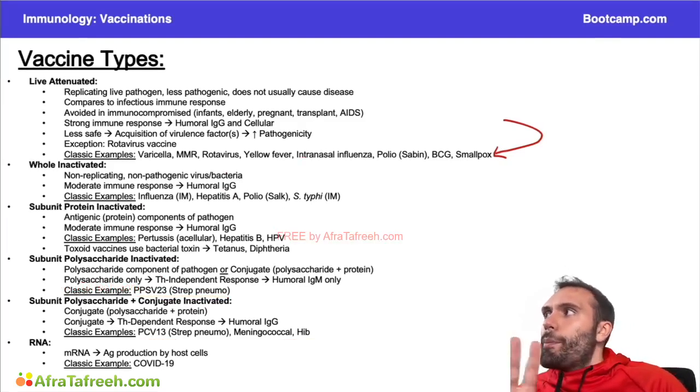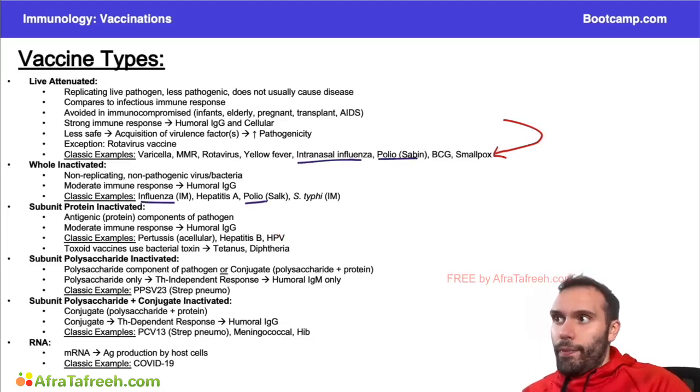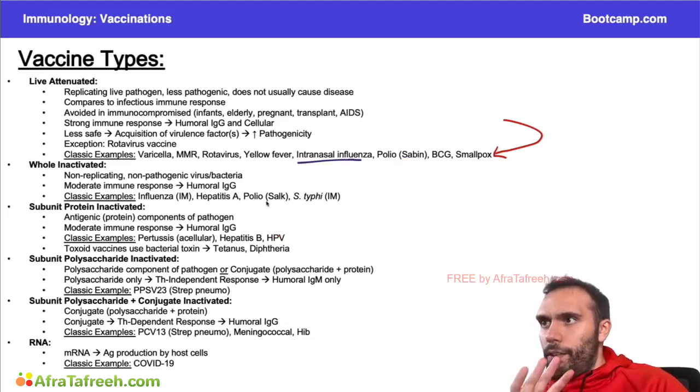But even more important than that is understanding the comparisons, right? You have to know intranasal influenza versus intramuscular. You have to know Sabin versus Salk. These are the really big things that you absolutely want to be familiar with, and we'll talk about all of this as we go through it.